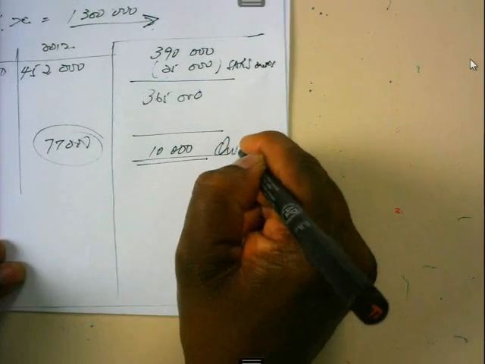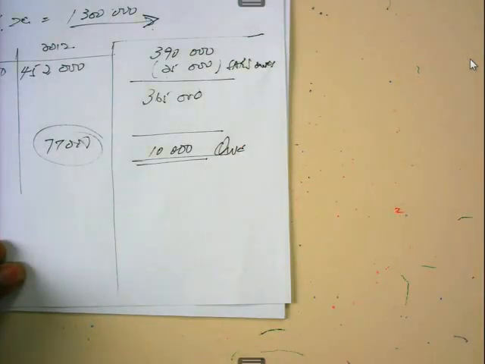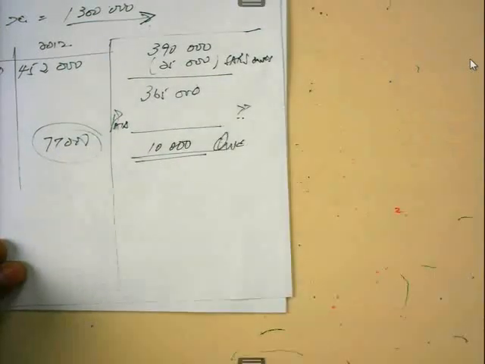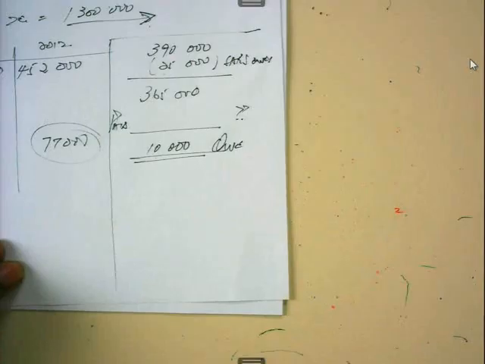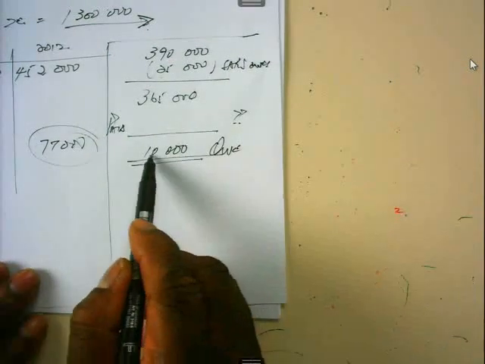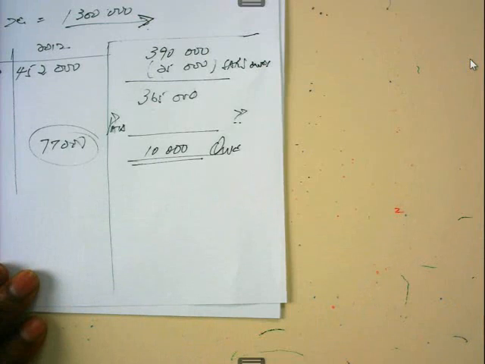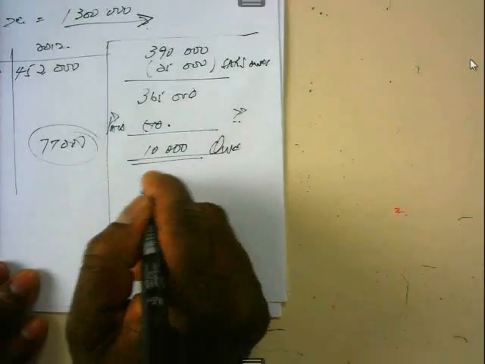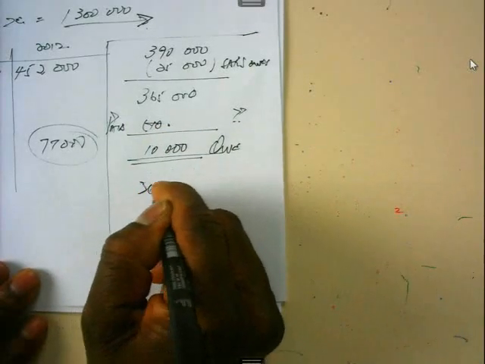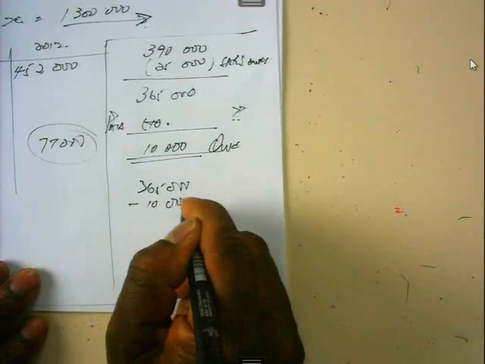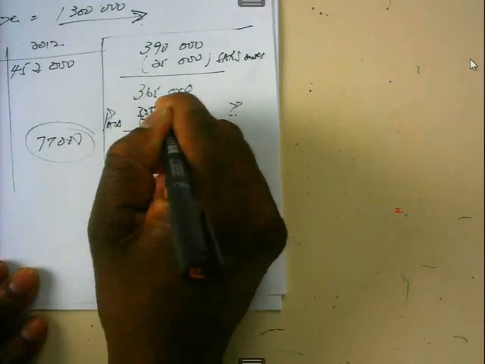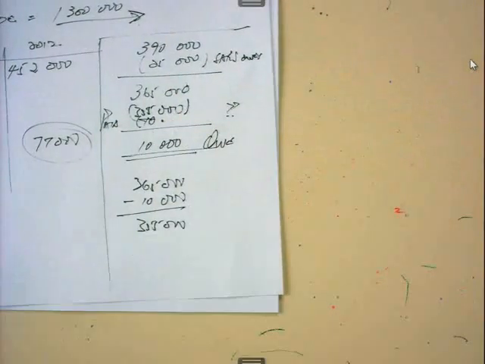Now you are told that you owe SARS 10,000 rands at the end of the year. The question that is asked all the time: how much did you pay SARS? The answer means you've paid 10,000 rands less than the 365. That is why you say minus 365, less than. This is what you see: 355,000. This is what you have paid. That's the way to reason it out.